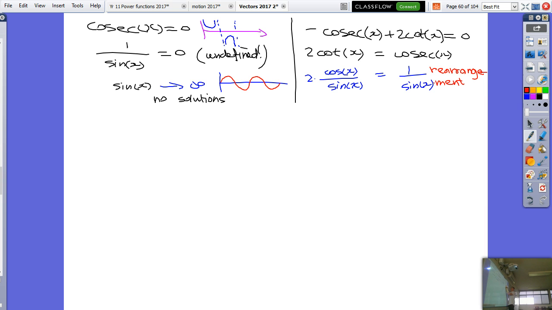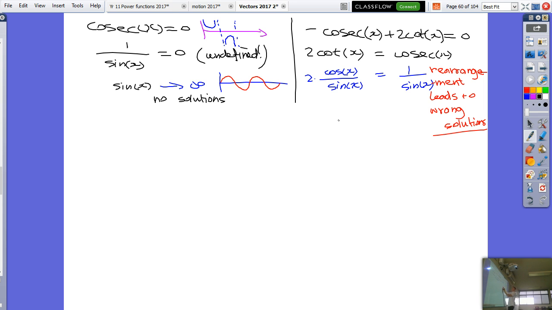Okay, and rearranging like that leads to wrong solutions or incomplete solutions. Because then if I cancel out sine of x, that just means the cos of x is equal to 0. Now cos of x equal to 0 is a completely different equation than negative cosec of x plus 2 cot equal to 0. We've lost all the information we're going to get from the factor of sine x.